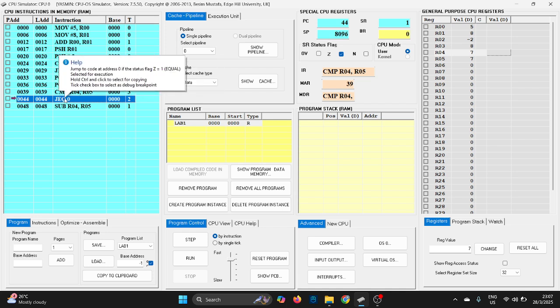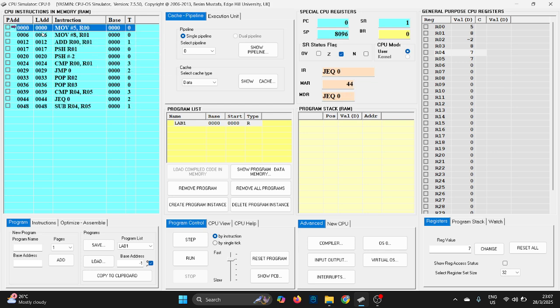Okay, next instruction, jump equal to 0. So when I push this instruction, the instruction becomes 0000.